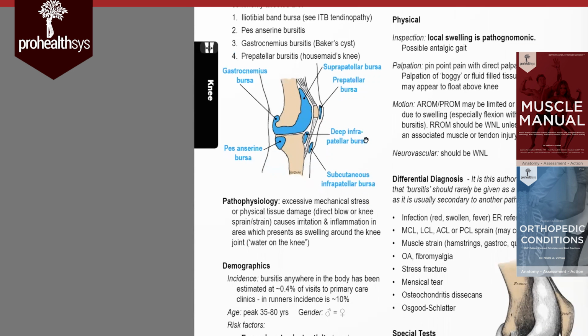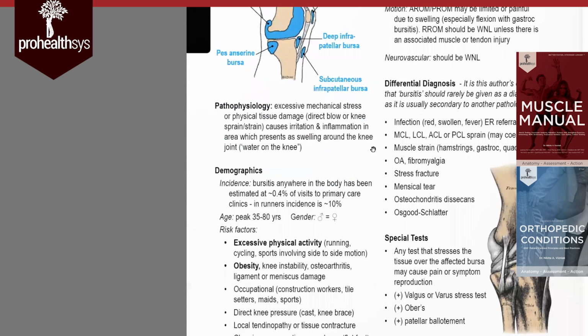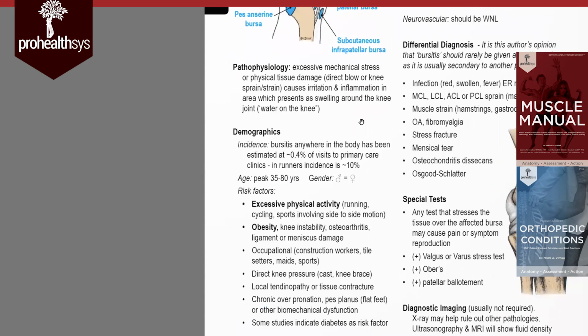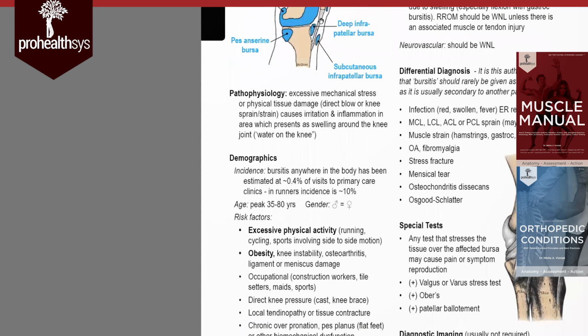Excessive mechanical stress, tissue damage, irritation, or inflammation. Some people will call this water on the knee. That's a very old generic term, but water on the knee. Bursitis anywhere in the body has been estimated at about 4% of primary care visits, or 0.4%. Runners maybe up to 10%. I see it a lot more in football players and soccer players with this water around the knee because of the cleats and the increased risk of knee injuries.